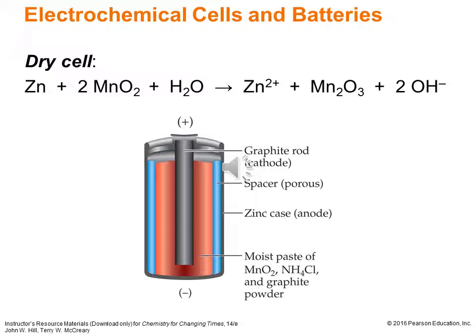We have 1 mole of zinc atoms reacts with 2 moles of manganese 4 oxide to give the zinc ion and manganese 3 oxide, plus some hydroxide on the product side and some water on the reactant side. That's why it's a moist paste. We do need a little water, but not a whole bunch of water like in our example with the beaker in the previous slide.